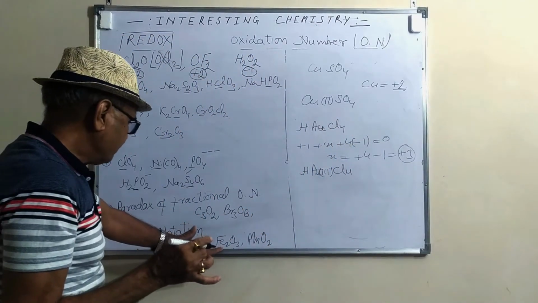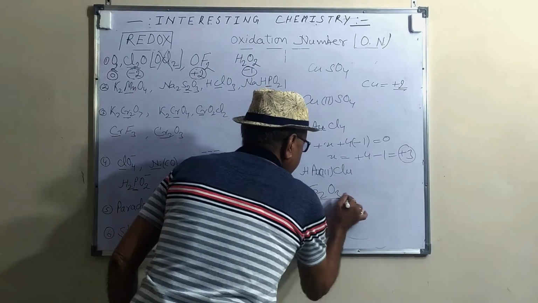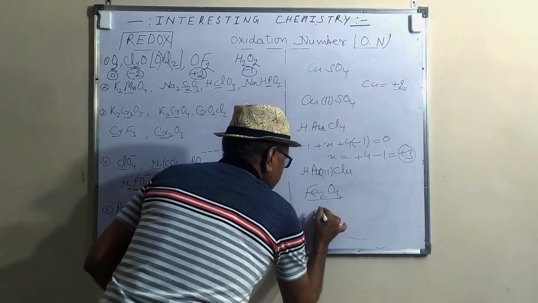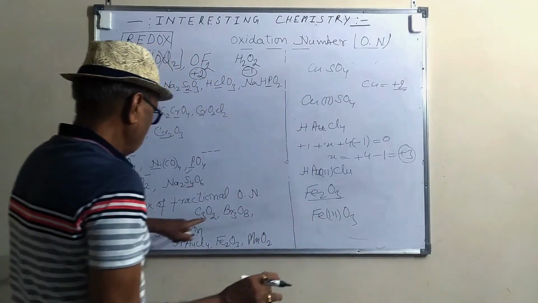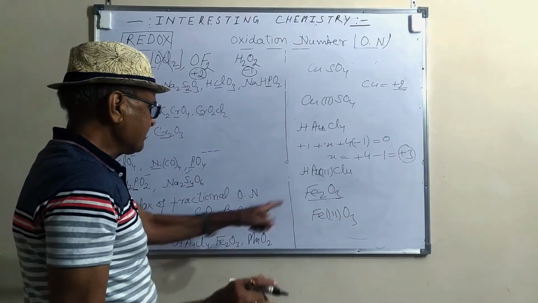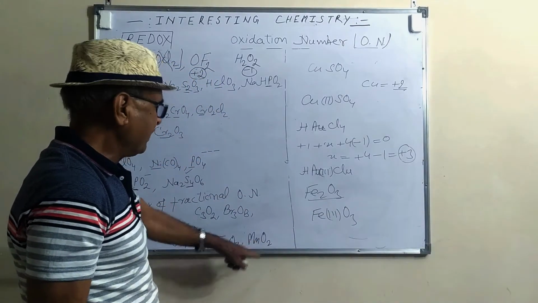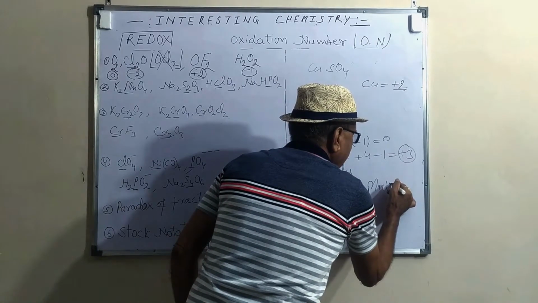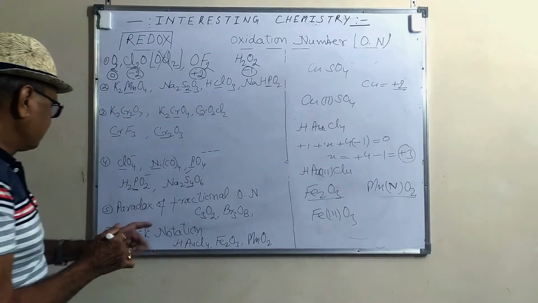In Fe2O3, the oxidation state of Fe is +3, so you can write Fe(III). Similarly in MnO2, Mn is +4, so you can write Mn(IV)O2. This is the way to write the Stock notation.